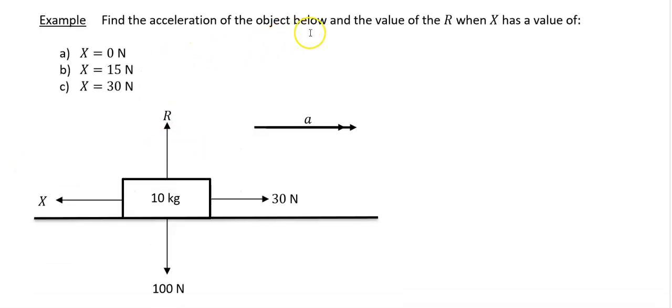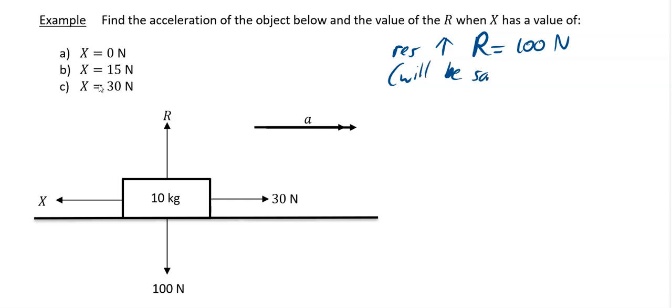So find the acceleration of the object below and the value of R when x has a value of... So we have a few different versions of this to do. We'll do part A and see what we're going to do. Okay, before we do part A, actually, we will just resolve vertically. Vertically in this question, it's going to be the same. So we're going to resolve vertically, and your force up is equal to your force down. So it's 100 newtons. And that will be the same for each part.